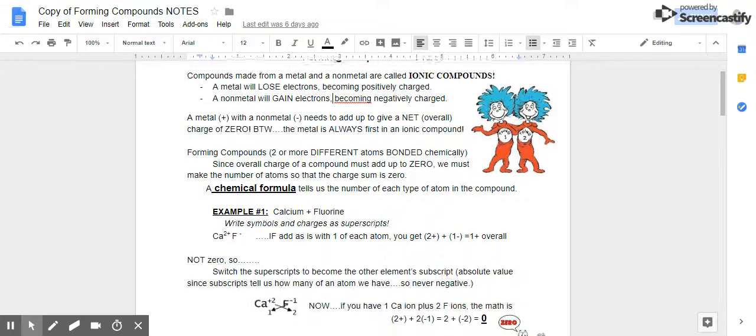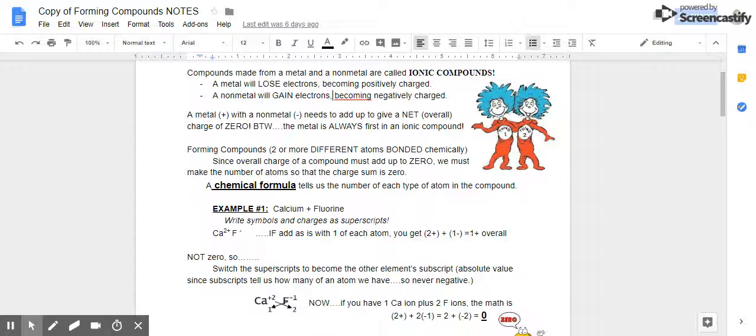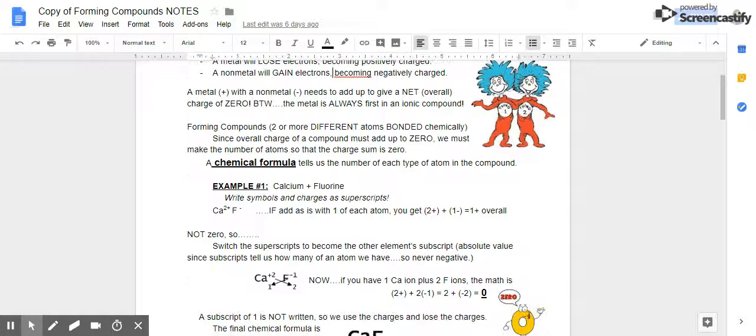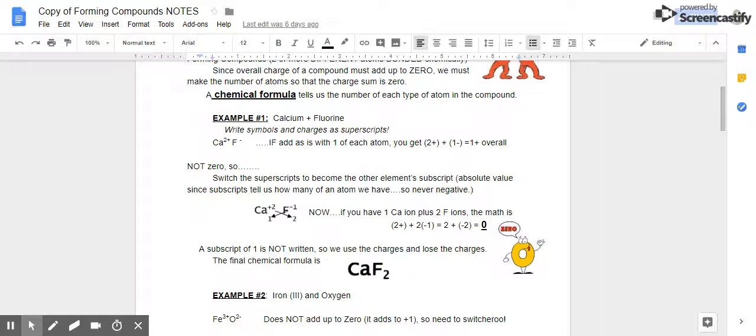So remember that when you form a compound, that means you have 2 or more different atoms bonded chemically, and the overall has to add up to 0. The chemical formula is what tells us the number of each type of atom in the compound.